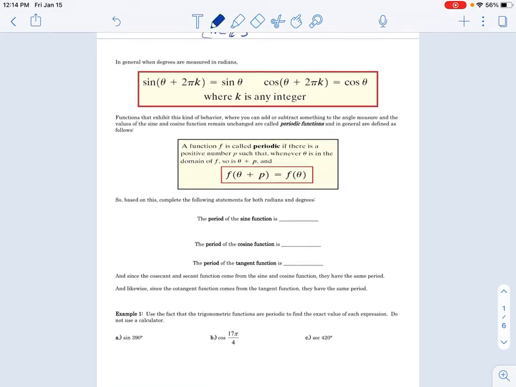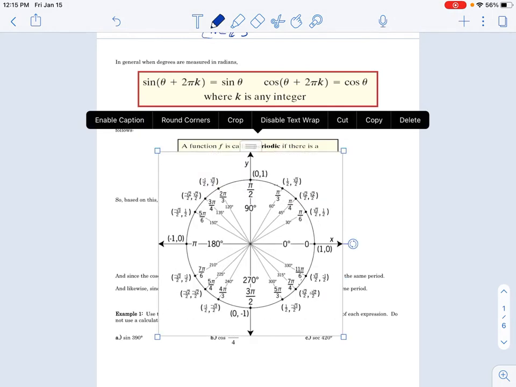Okay, so now we're going to talk about some other characteristics of these functions. There's something known as a period, okay? And these functions, sine and cosine, are known as periodic functions. And what I mean by that, so I'm going to pull up this unit circle again. I'm going to make it really big.